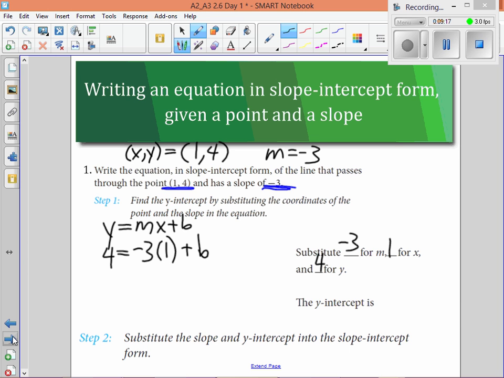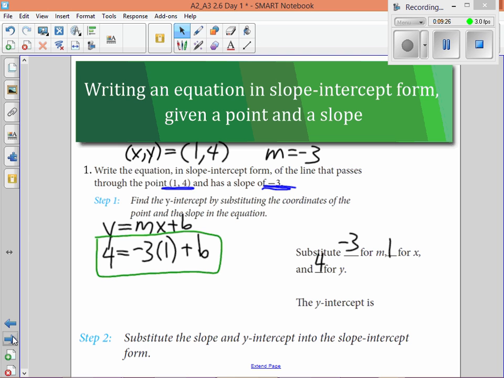Now in this algebraic equation, which I'll box out in green, we have an equation of just one variable, meaning we can easily solve for b. So how would I do that? Negative 3 times 1 is simply negative 3. How do I solve for b here? Adding 3 to both sides. Add 3, add 3. b is equal to 7.